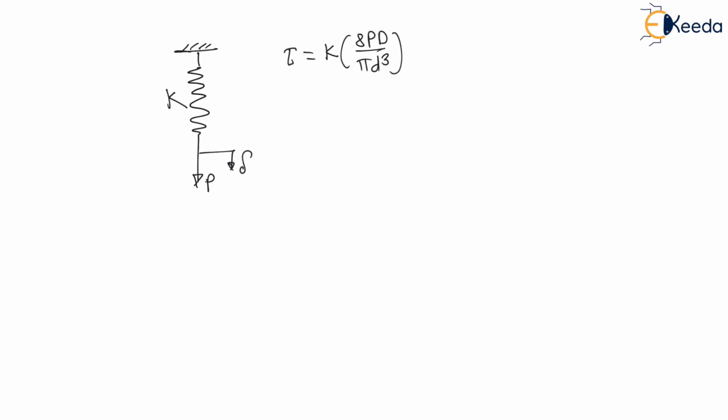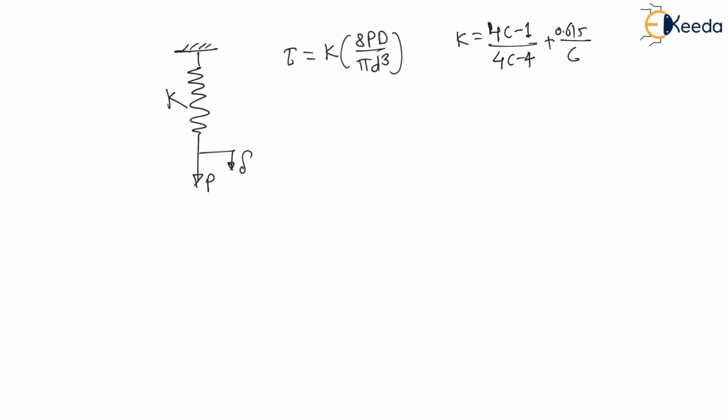So my dear students, important points are that for this spring, let us say there is a spring. For this spring, if I apply force P, the spring will deform by delta amount, and the spring will have some stiffness, spring stiffness K, right? Because of this force, the torsional shear stress in the spring will be equal to K times 8 P D divided by pi d cube, right? Where K is Wahl's factor, which is given by 4C minus 1 divided by 4C minus 4 plus 0.615 divided by C, right?